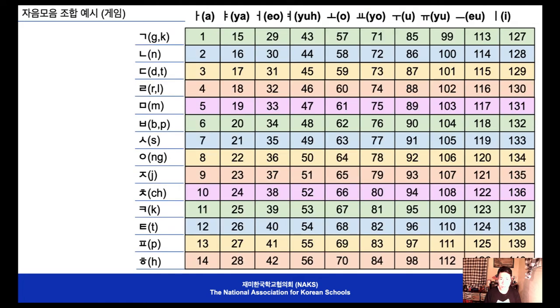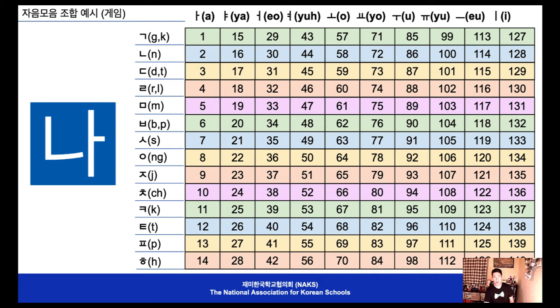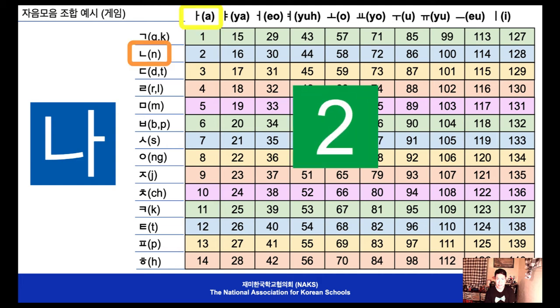That's all. So let's say where you find the na. Show me the number. Okay. Na is 2번. Later we're gonna be learning Korean numbers, hopefully soon. This is 1, 2, 3, 4, 5, 6, 7, 8, 9, 10, 11, 12, 13, 14.